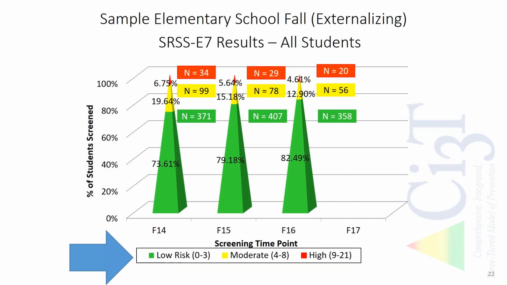And this is the first 7 items on the internalizing issues. And what you'll see over time is that the percentage of kids scoring in the low risk category increased to just over 80%. So it's like 82%. And that is our target goal, is to have that be moved to about 80%.